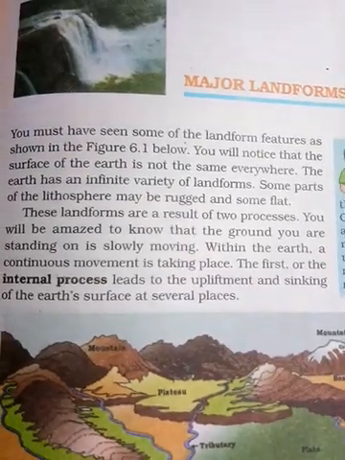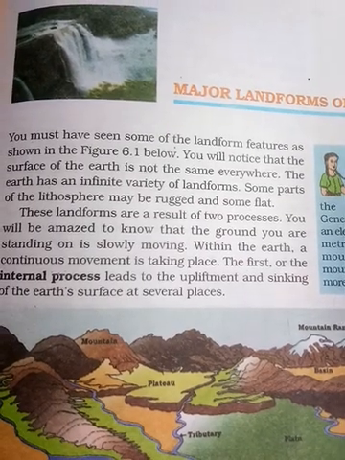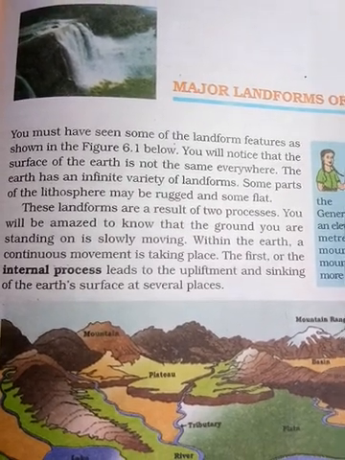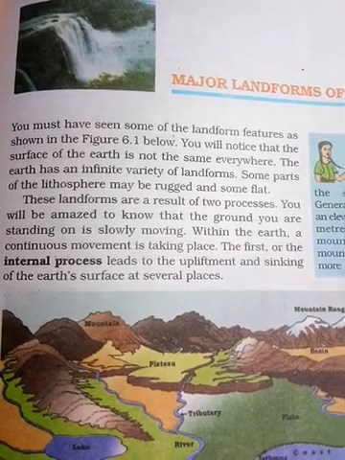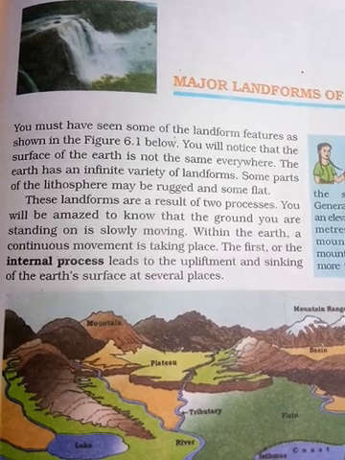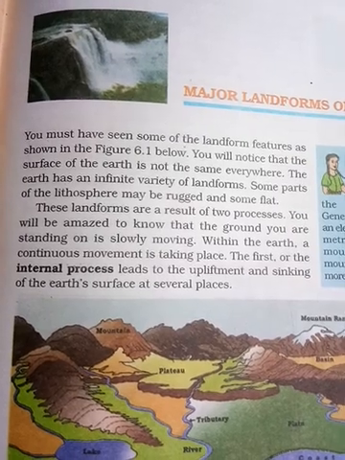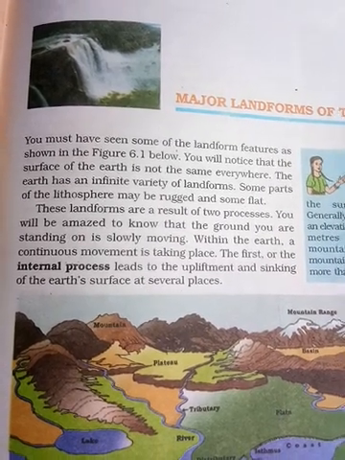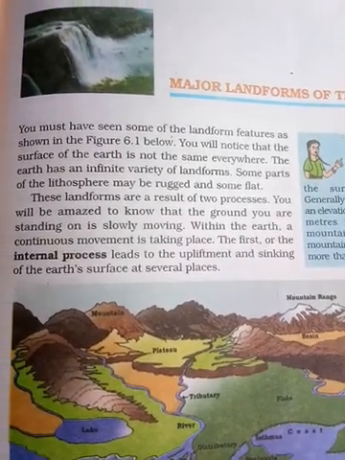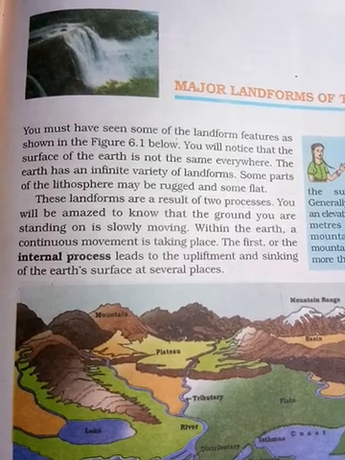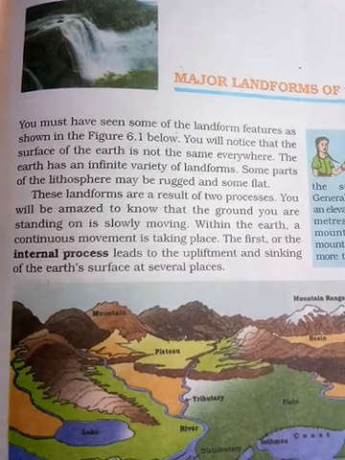These landforms are the result of two processes. Let us see. You will be amazed to know that the ground you are standing on is slowly moving. That means right now this landform is moving, but we do not notice. Why? Because they move very slowly. Even the earth has continuous movement taking place. Yes, we have already known that the earth is moving.